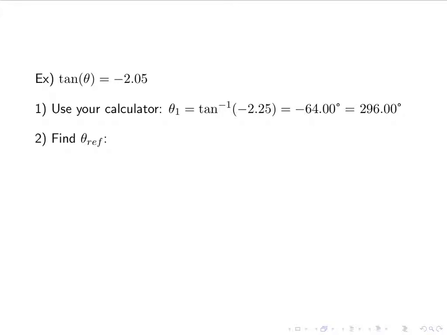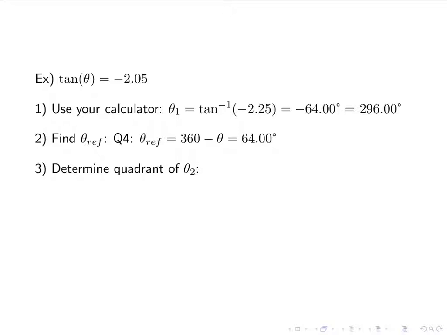Next, we're going to find our reference angle. 296 degrees is quadrant 4, so we're going to use the quadrant 4 equation, which tells us that theta reference is 360 minus theta, which gives us back our 64. Whenever you're having tangent or sine of a negative number, when you do the inverse, you'll get a negative angle. The positive form of that, the absolute value, will end up being your reference angle. So that's something to keep in mind. It's not a coincidence that these two things are the same except for the sign.